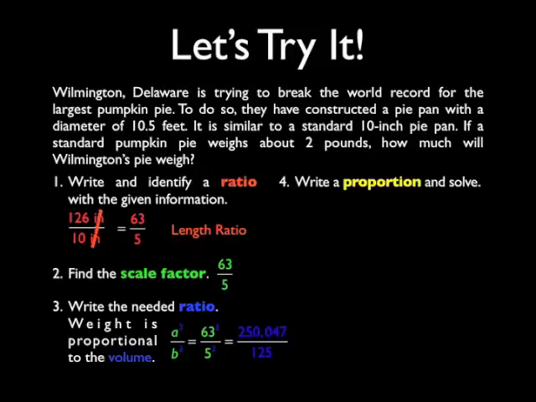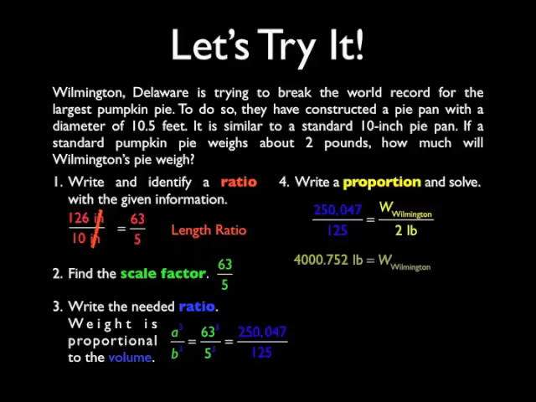We are going to use the ratio that we just wrote in step 3. And our proportion is going to involve that 2 pounds, right? So notice how the 2 pounds is aligned with the 125. The small pies are aligned across the bottom. And the weight of Wilmington, Delaware's pie is across the top with the 250,047. You know what? This is set up so nicely to undo division there on the left-hand side. All that we have to do is multiply both sides of the equation by 2 pounds and simplify. The weight of the Wilmington pie is going to be 4,752 thousandths pounds.